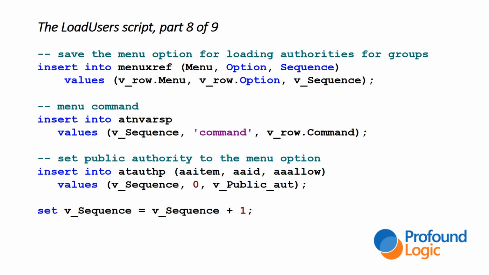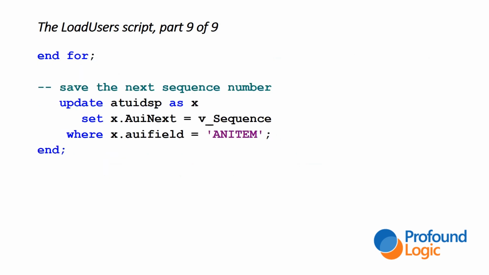The third insert sets public authority for a navigation item. In this script, the public has no authority to any navigation items. Update the next available item number for future additions to the Atrium database. If you don't update ATUIDSP, you'll be in big trouble when you try to add a new navigation item someday.